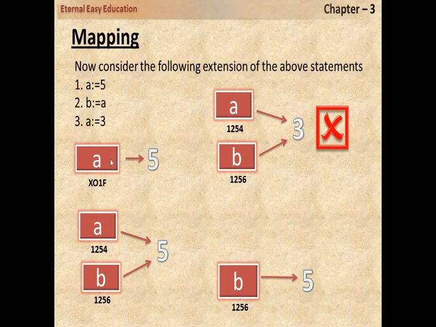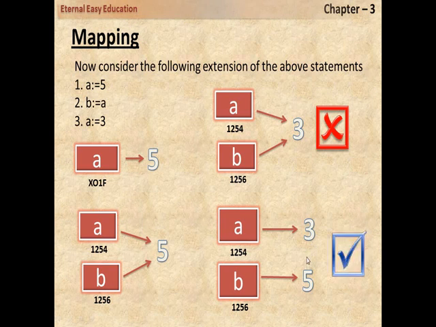First, A equal to 5. Next step, B colon A. So, A and B both are belonging with 5. Next, A is pointed with 3. What about B? There is no change. So, B remains with 5. A alone is mapped with the value 3. This is the correct procedure.